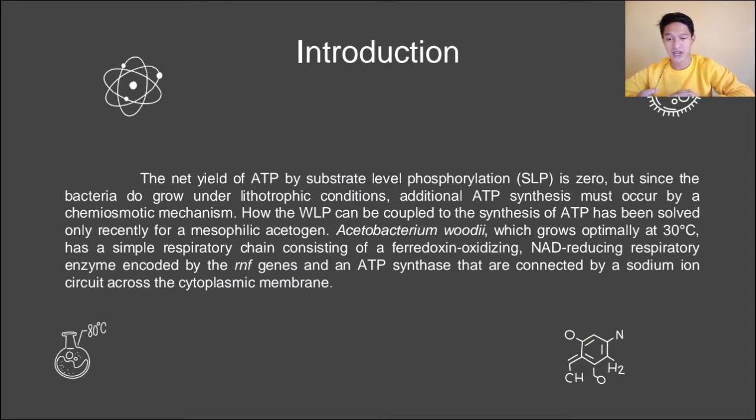This bacterium grows optimally at 30 degrees Celsius and has a simple respiratory chain consisting of a ferredoxin oxidizing, not reducing, respiratory enzyme encoded by the RNF genes and an ATP synthase that are connected by a sodium ion circuit across the cytoplasmic membrane. RNF genes are not present in every acetogen, and thus a second mode of energy conservation must exist in acetogenic bacteria.